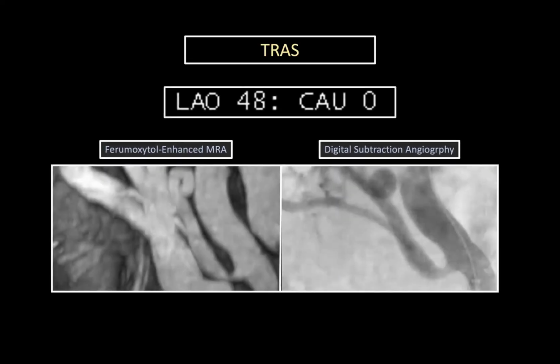And then finally, we've just found it useful to do ferumoxytol-enhanced MRA because you can actually figure out the table positioning that can best image your transplant renal artery stenosis. So we actually can provide a roadmap for the interventional radiologist to be able to best visualize the stenosis that may be present.